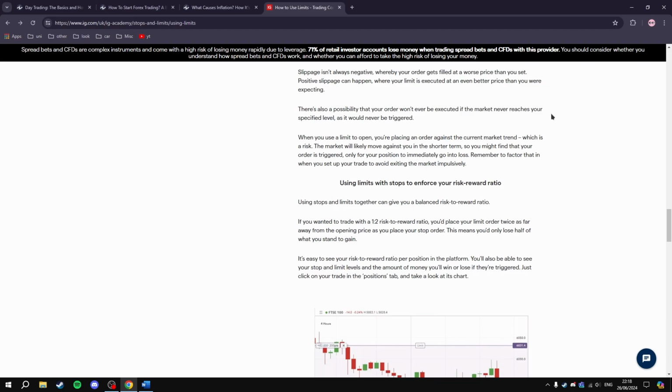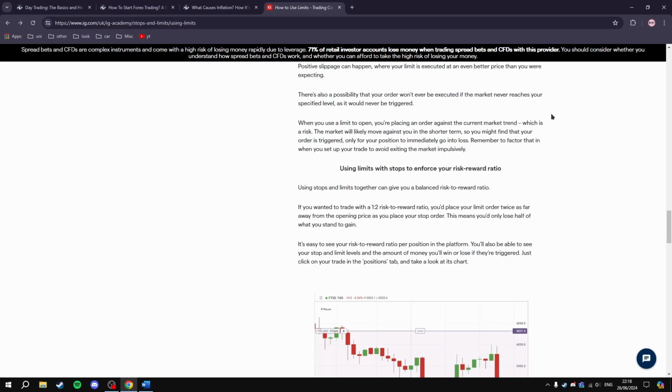When you're using a limit open, you're placing an order against the market trend, which is a risk, because the market will likely move against you in the shorter term. You might find that your order is triggered only for your position to immediately go into negatives. So remember to factor that in when you set up your trade to avoid exiting the market impulsively.